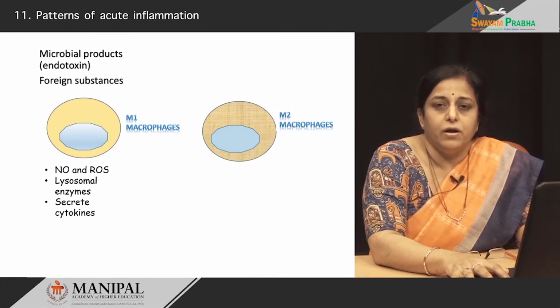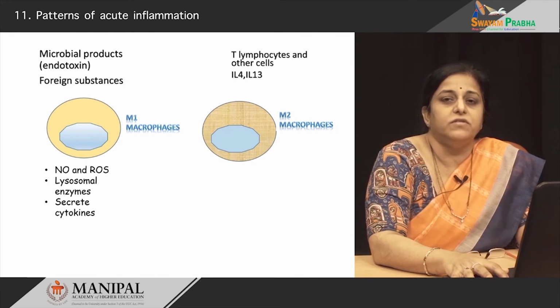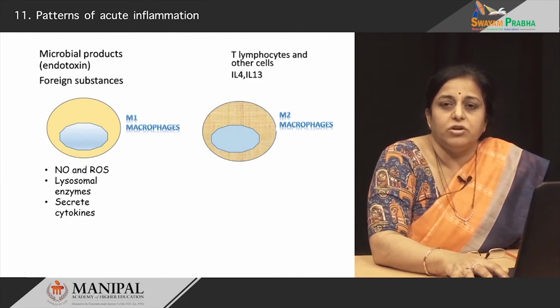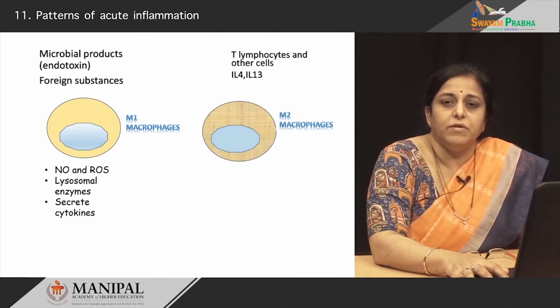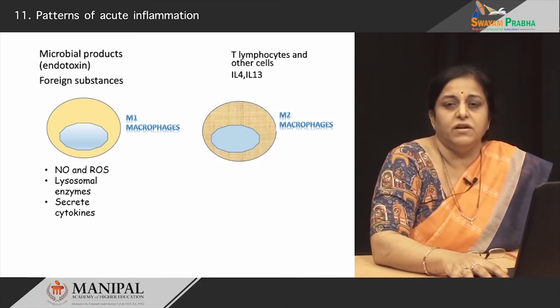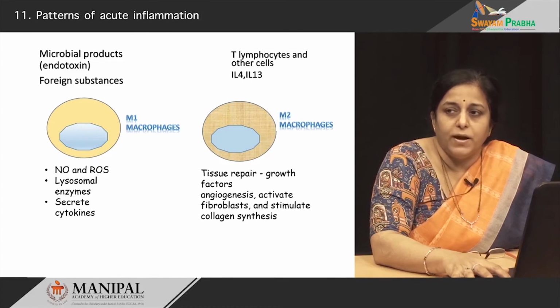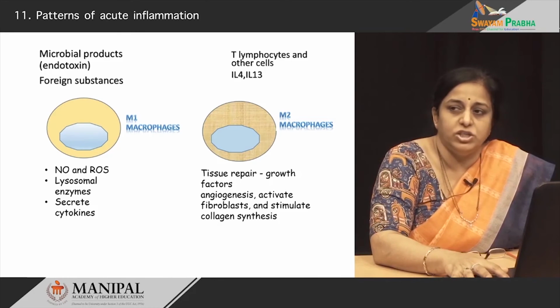So, they release a lot of toxic substances like nitrous oxide, lysosomal enzymes, cytokines, etc. And in case of M2 macrophages, you have M2 macrophages in chronic inflammation, and these are generated when they are activated by T lymphocytes. The T lymphocytes recognize that the inflammation is not being tackled by acute inflammation, and then it releases a different set of cytokines like interleukin 4, interleukin 13, which causes activation of M2 macrophages. And the role of M2 macrophages is mostly to cause tissue repair and regeneration, angiogenesis and fibrosis.